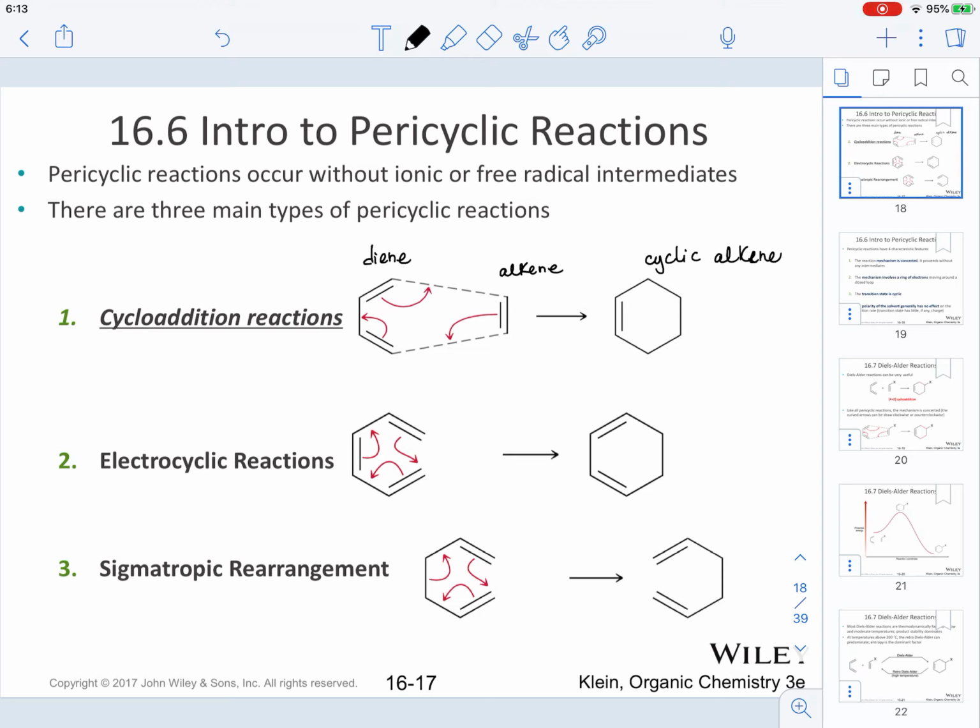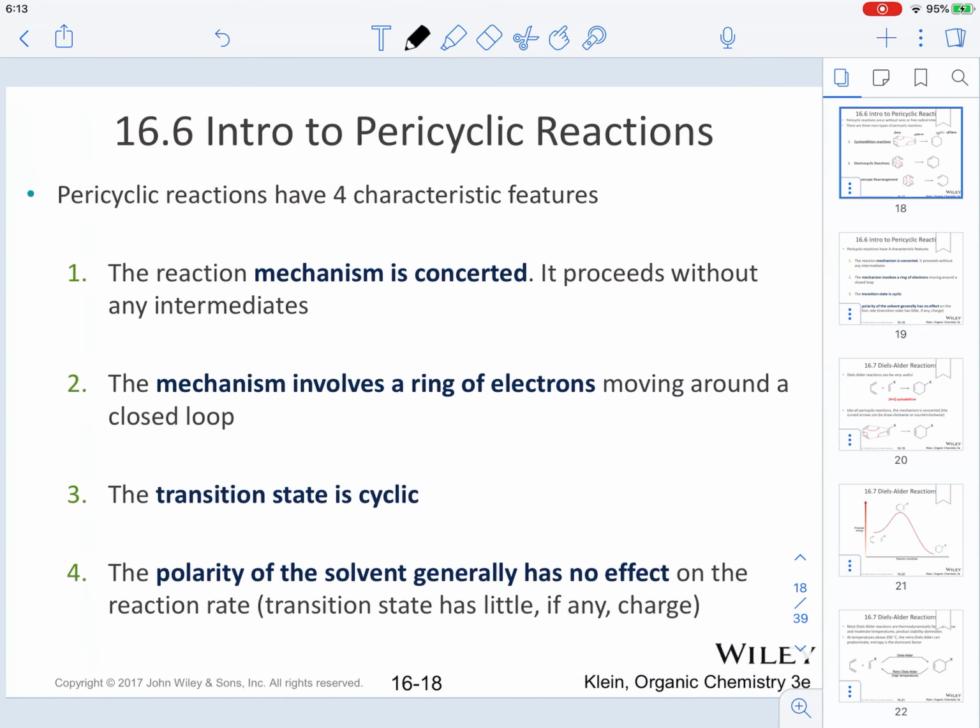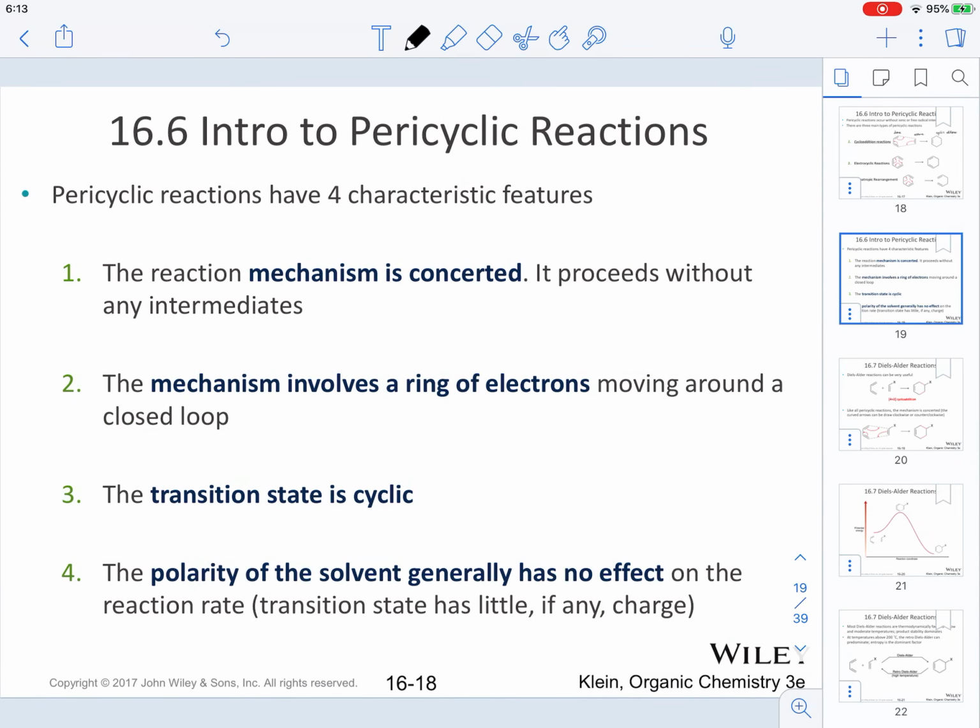Let's start talking about the logistics of this cycloaddition reaction. Understand that this is common to all pericyclic reactions, but we're going to be focusing on the first one, as I just mentioned. The reaction mechanism is actually concerted, so it means that it proceeds without any intermediates. We don't even have the generation of radicals in it, okay? The mechanism involves a ring of electrons that are going to be moving around in a closed loop.